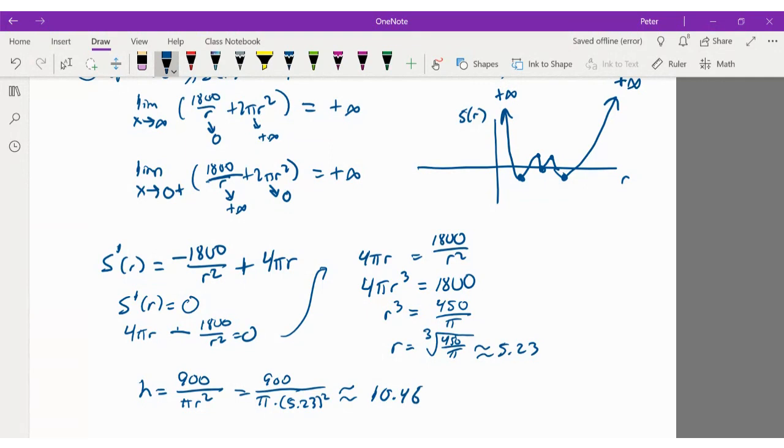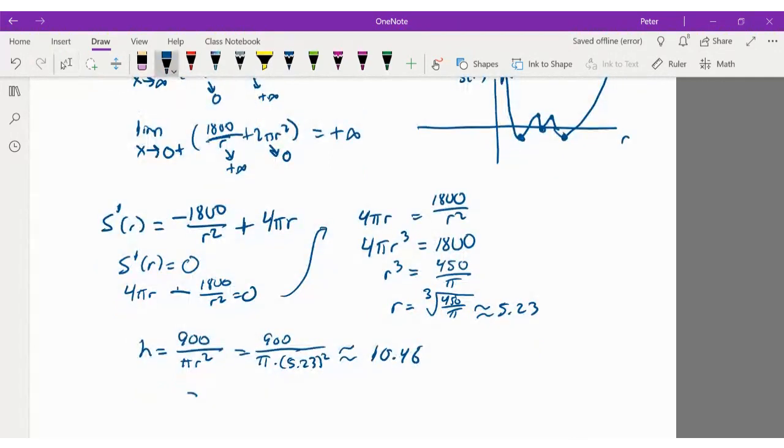So the can should have radius 5.23 centimeters and height 10.46 centimeters.